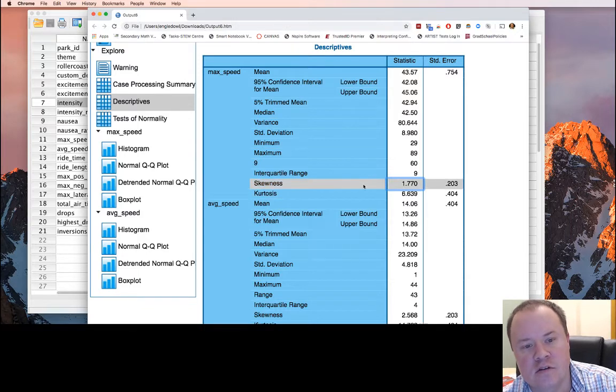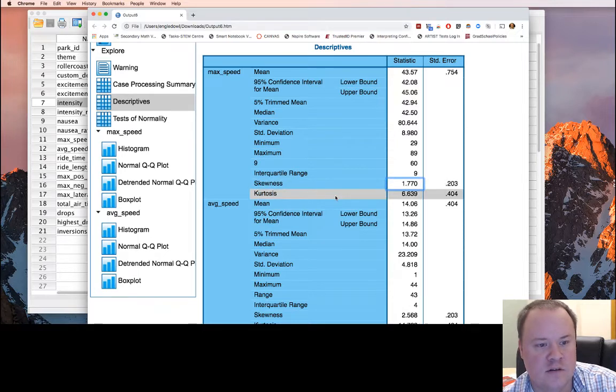These values, a general rule of thumb that is used is that they should be within plus or minus 2. So the skewness seems okay. It's not quite up to 2 yet. And kurtosis, though, is beyond 2. So there may be some issues with the max speed variable.